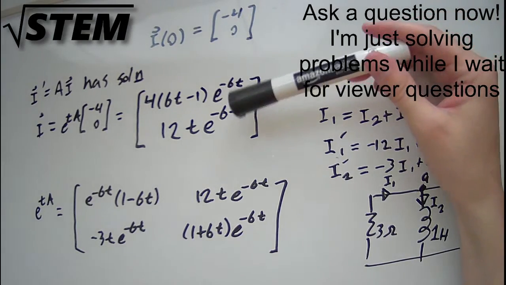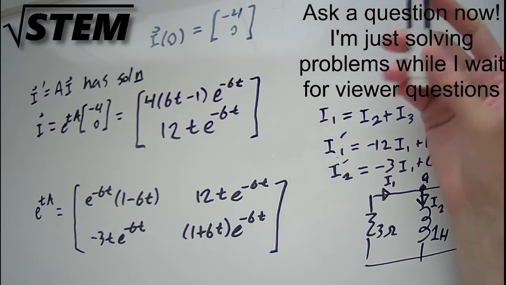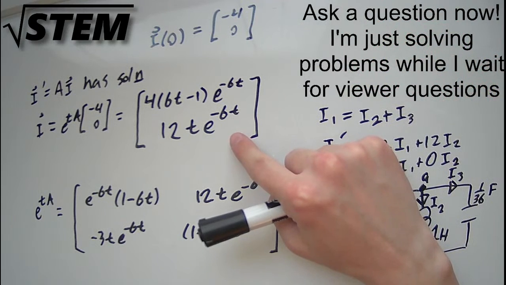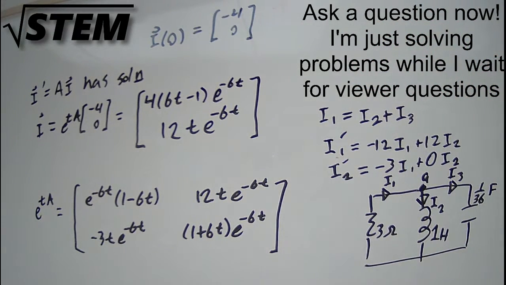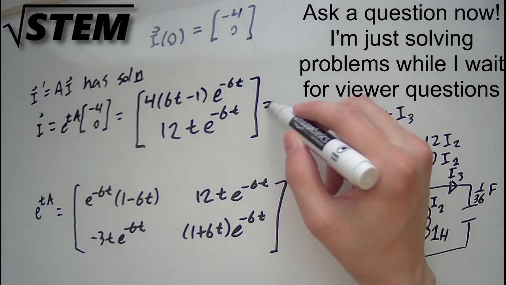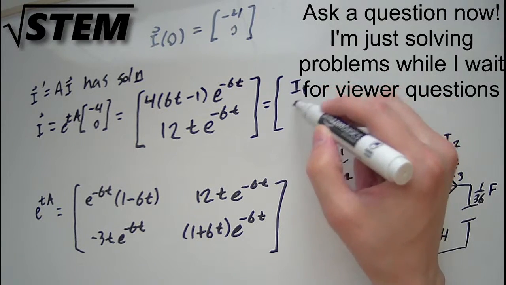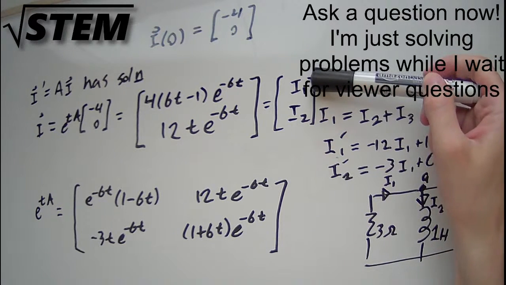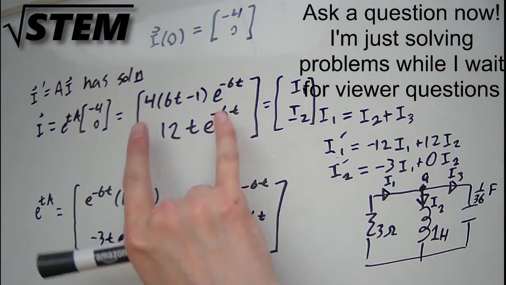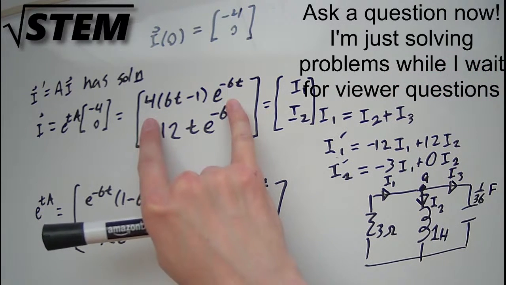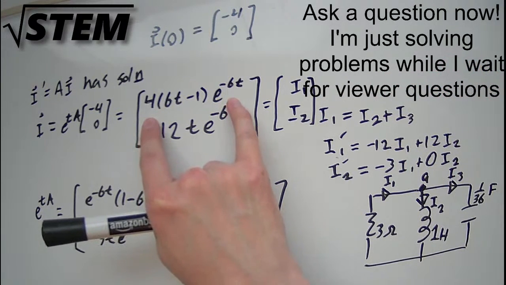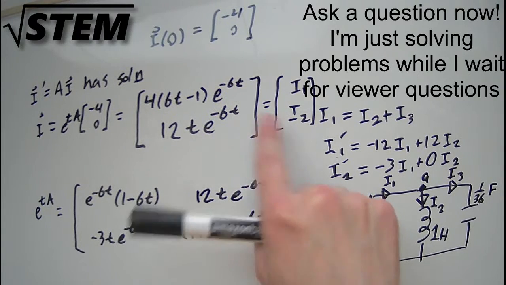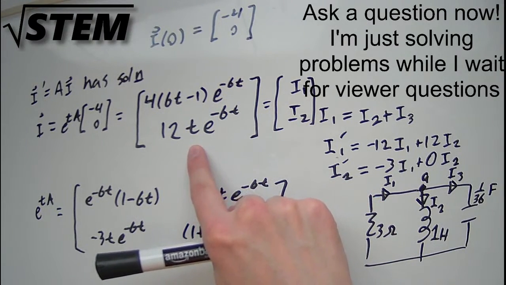So, starting at t equals 0, this will model the currents I1 and I2 for this circuit, where I1 is given by 4 times 6t minus 1 times e to the negative 6t, and I2 is given by 12t e to the negative 6t.